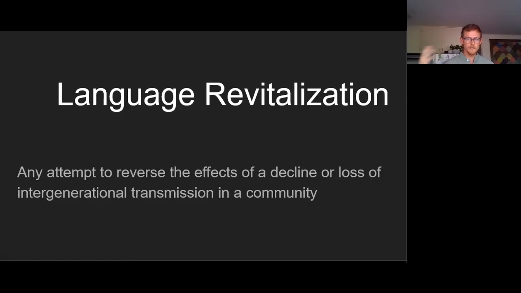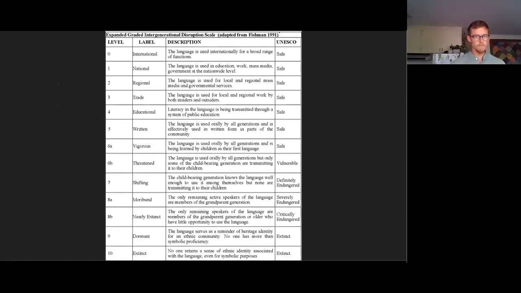So language revitalization, that's a very broad definition, right? Any attempt to reverse any kind of decline or loss in intergenerational transmission. But what that might look like will be different in different communities based on the degree of language loss that has already occurred. So in several different things you guys have read for this course already, you've read about different ways to categorize languages based on their linguistic vitality.